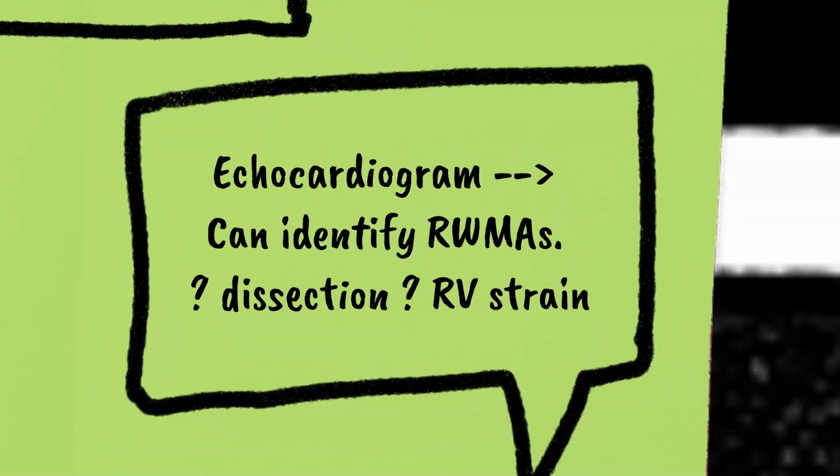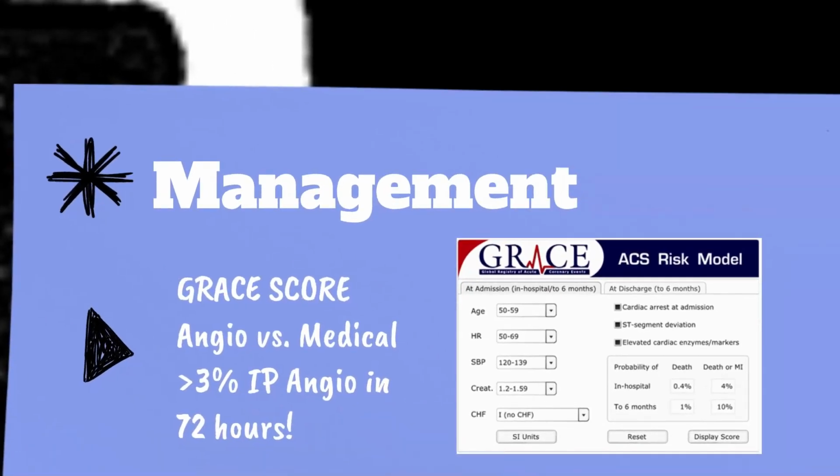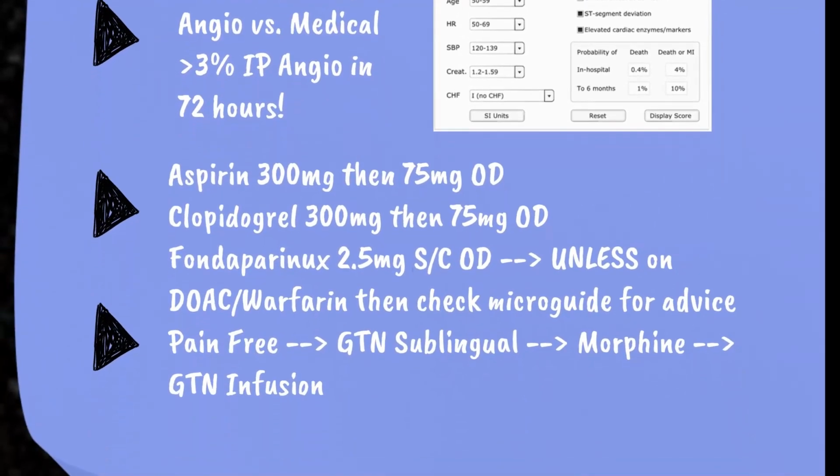So let's talk about management. If the patient is not indicated for immediate reperfusion, and we will talk about this later, the key decision is whether to treat with an invasive strategy, so an inpatient coronary angiogram plus or minus revascularization, or conservative management. We can use something called the GRACE score, which you can see on the screen. If the 6-month mortality is over 3%, then we can consider inpatient angiography within 48 to 72 hours. If the 6-month mortality is less than 3%, then we should consider conservative management with outpatient angiography.